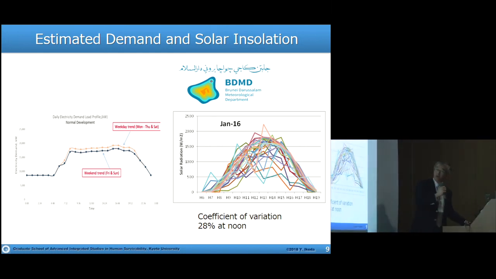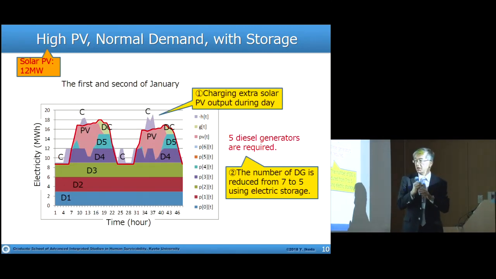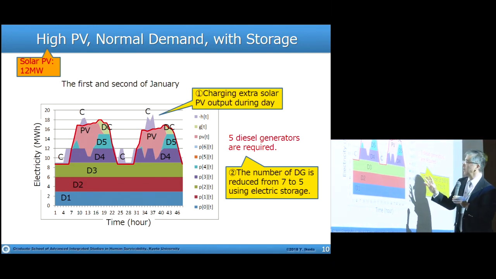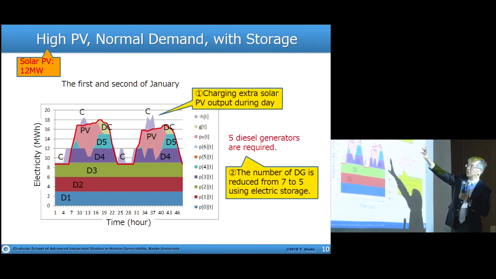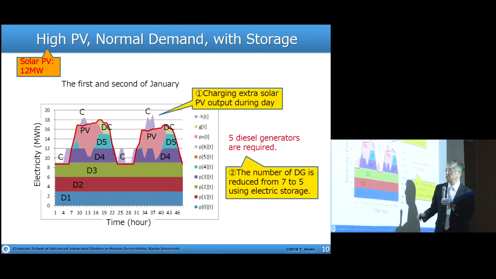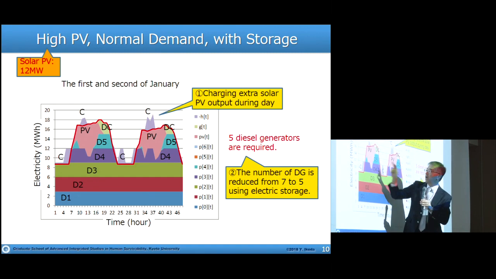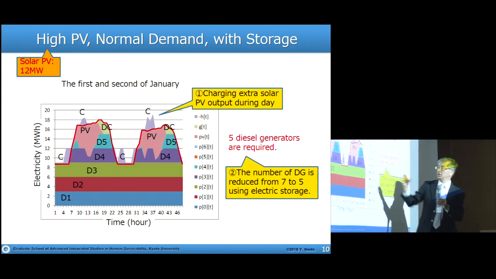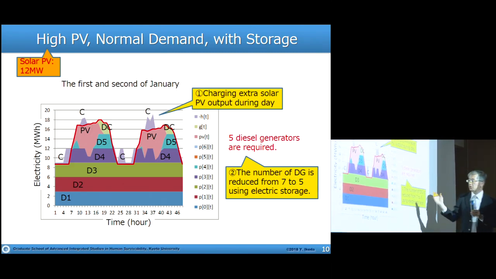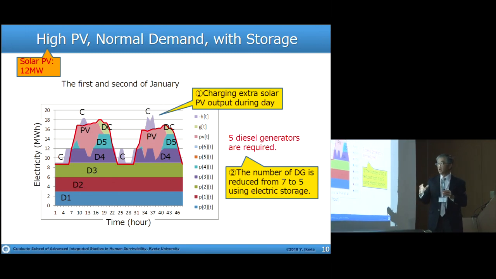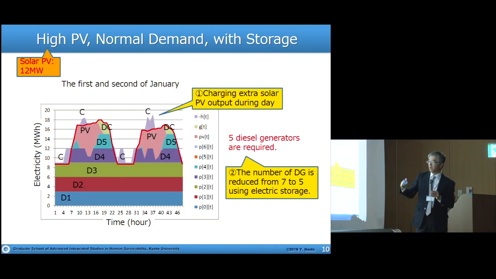Then I'd like to show the example of the optimized calculation. This is just an example for 2 days, 1 day and 2 day. In this calculation, the capacity of solar PV is 12 megawatt, and we have 5 diesel powers, 1, 2, 3, 4, 5 here. During the day this amount of solar PV is integrated into the grid, but this amount is the extra generation. So we charge this extra output into electric storage, and discharge in the evening here and here. In this way, we can calculate the cheapest operation for the given power system.